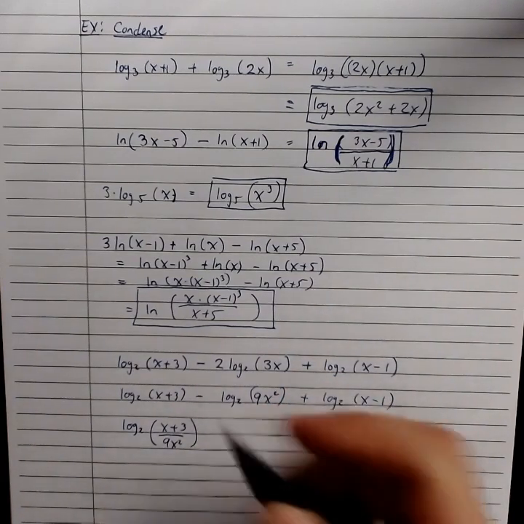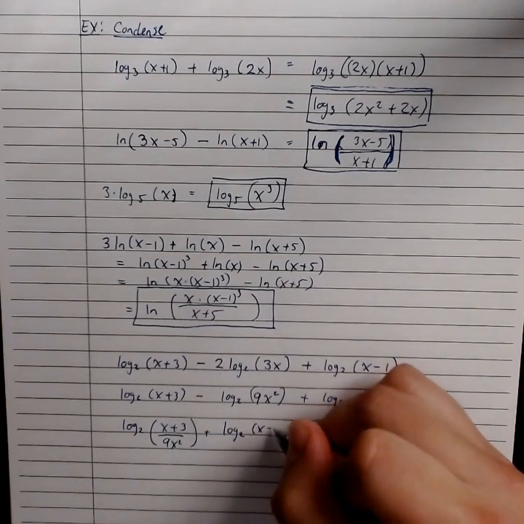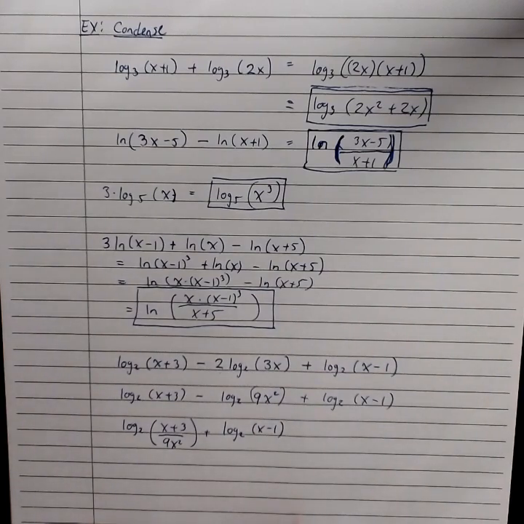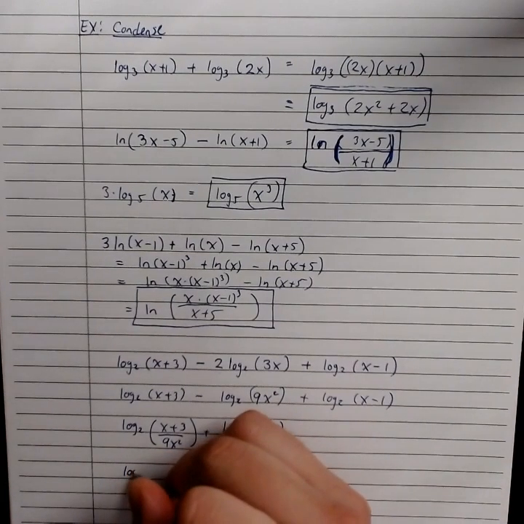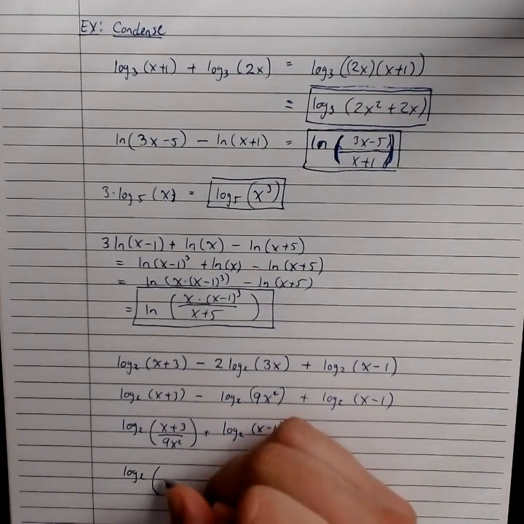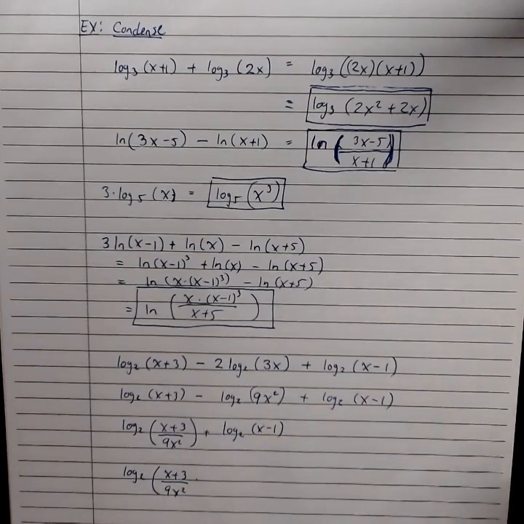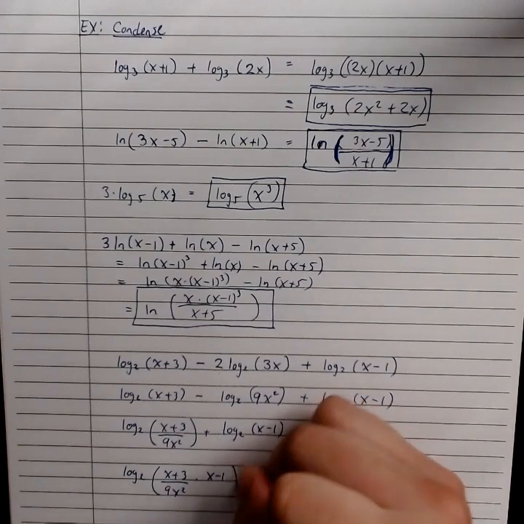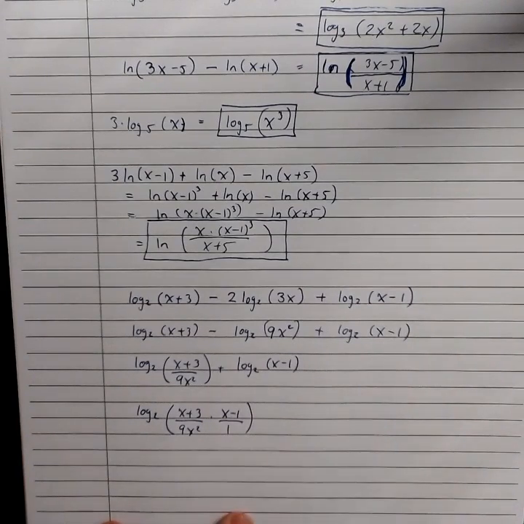I haven't used that yet, so let me go ahead and write that, plus log base 2 of x minus 1. Okay. So now here, these are being added together. And since they're being added together, I can multiply these arguments. So this will give me log base 2 of, here I'm going to write them as x plus 3 over 9x squared times x minus 1. Now that might look a little weird, but remember, x minus 1 is the same as x minus 1 over 1. Anything is the same as itself over 1. So if you go ahead and multiply these together, you're just going along the top.